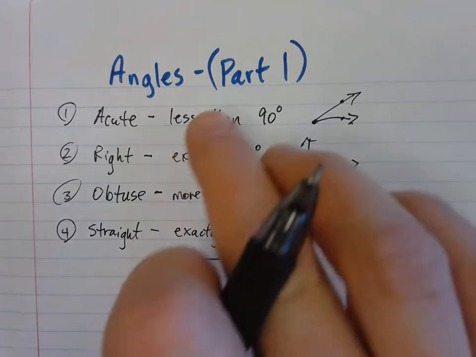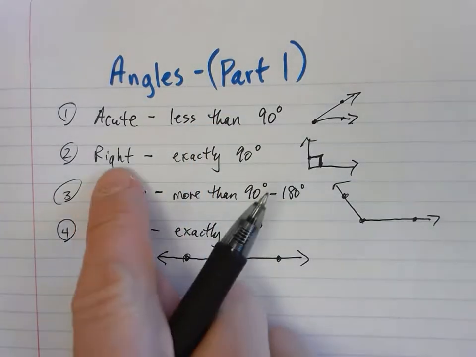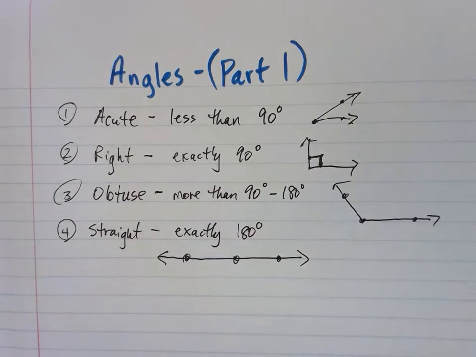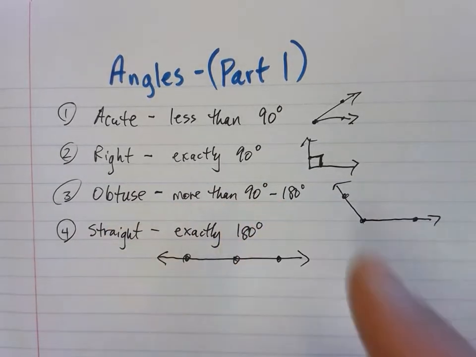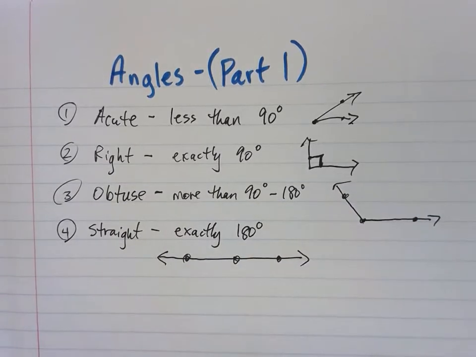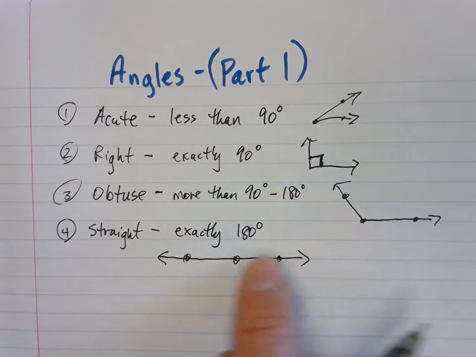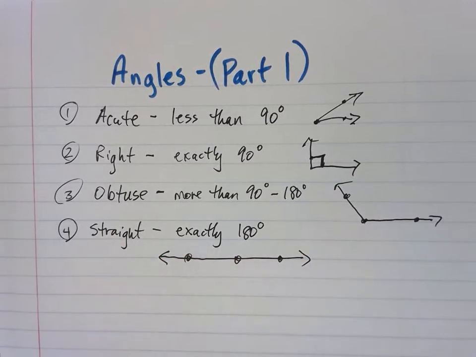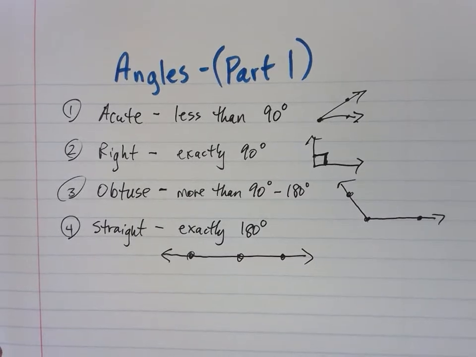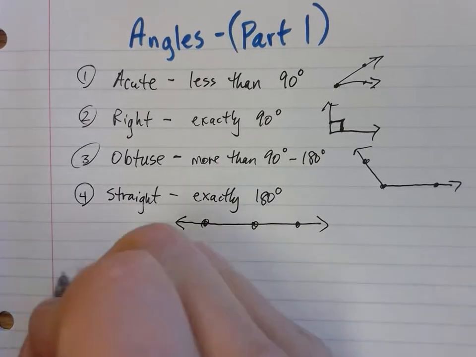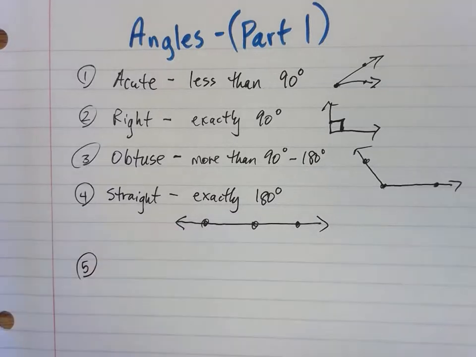So acutes are less than 90. Rights are exactly 90, and you normally see that little square in the corner. Obtuse are more than 90 but a little less than 180, so it might be 179.9 or 179 or 178. And straight angles are exactly 180, and of course they're straight lines. So there are your four angle basics: acute, right, obtuse, straight.